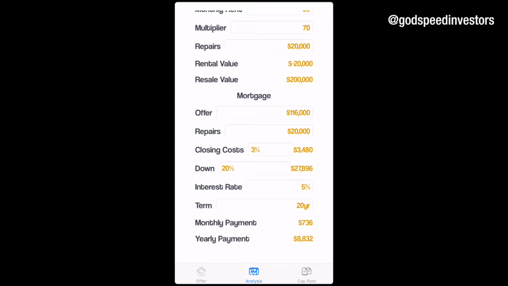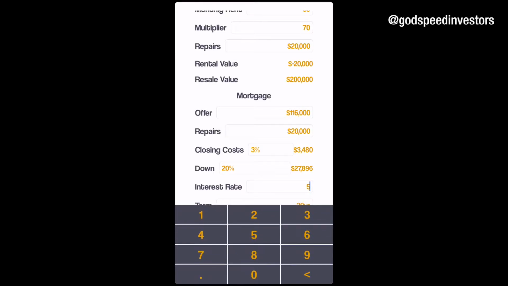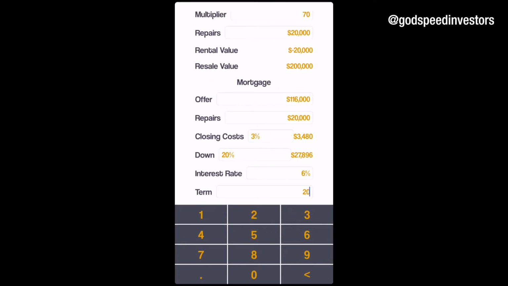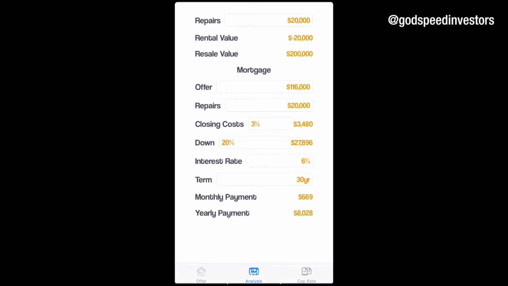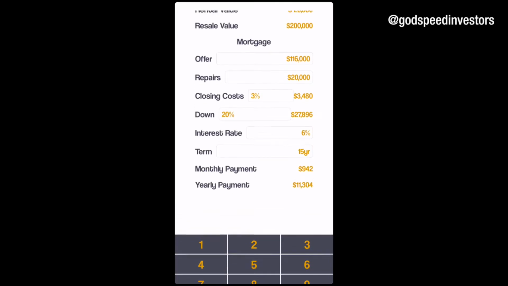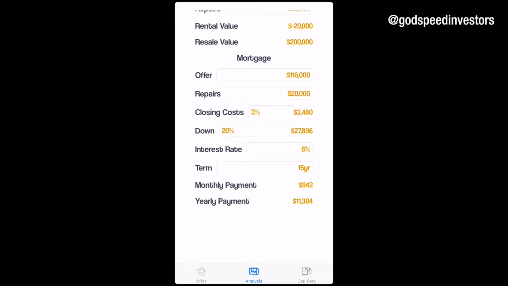Okay, so the 20% down is 20% of the amount that you're borrowing. Okay, so the amount that you're buying the property for is 20% of that. And then your interest rate is whatever you figure. So your interest rate could be 6%, could be 7%. Your term could be 30 years, could be 15 years. And you can figure all that out, and it'll give you a monthly and an annual rate of return.